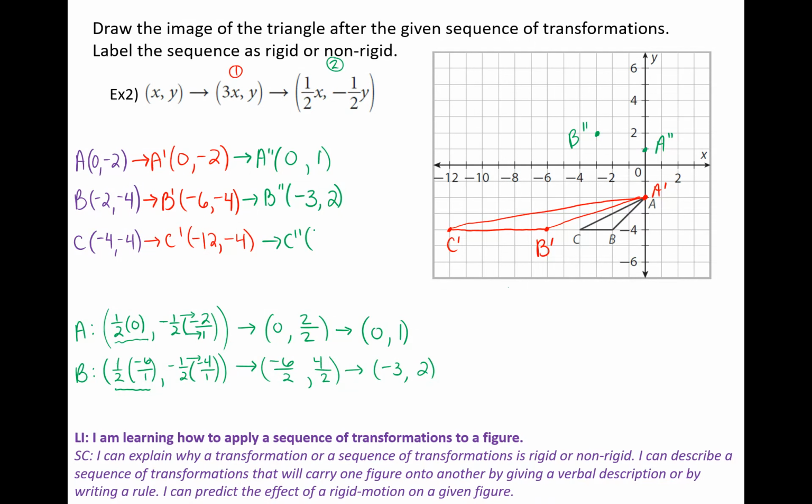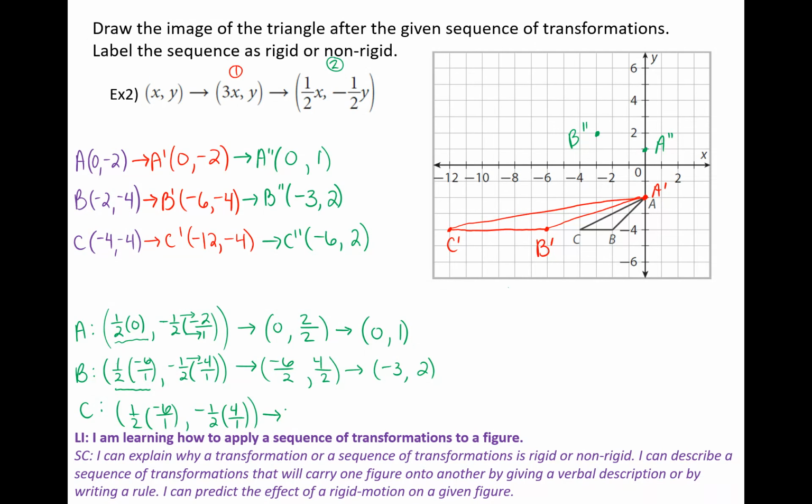One more time, we're going to do half of negative 12 would be negative 6. And then a negative half of negative 4 is going to be a positive 2. And we actually already did that calculation, so we should be okay there for that one. But I will go ahead and show us the math just in case. So I have 1/2 times negative 6. And I'm going to put it over 1 to make it a fraction. My other one is negative 1/2 times 4. And I'm going to put it over 1 to make it a fraction.